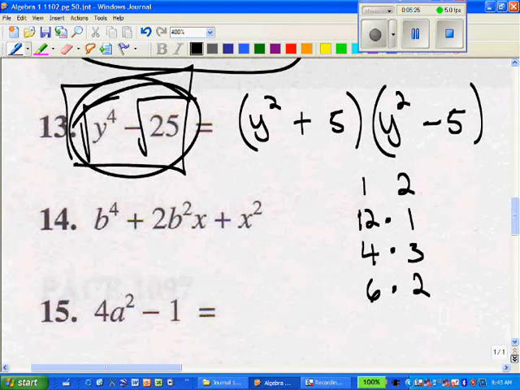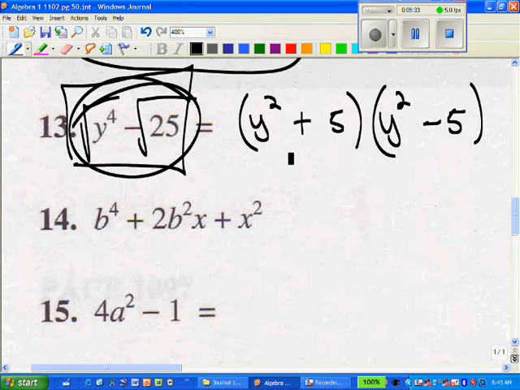So what they're asking me when they ask me to factor 12 is find all the numbers that when you multiply them together give you 12. And that's what we did. The only two things that when you multiply them together give you y to the 4th minus 25 are y squared plus 5 times y squared minus 5. Okay, hope that helps you a little bit.